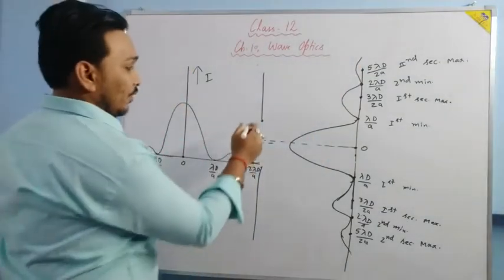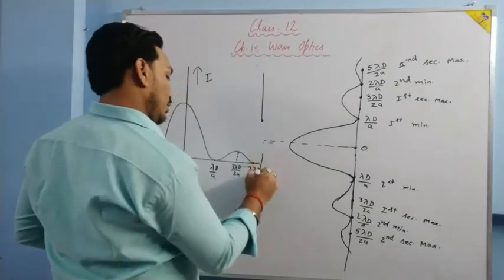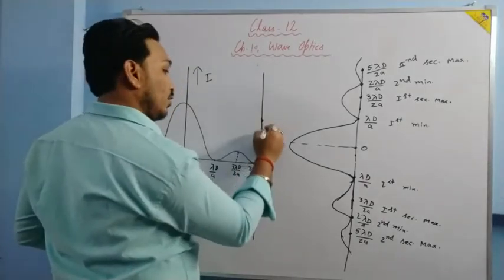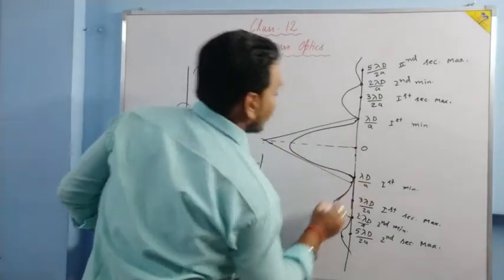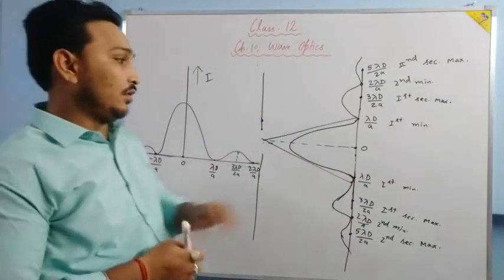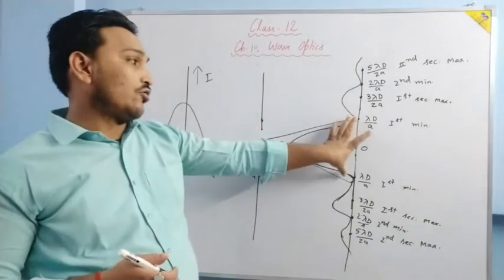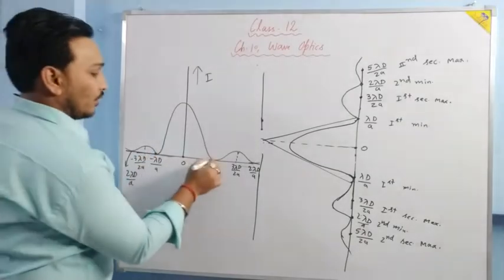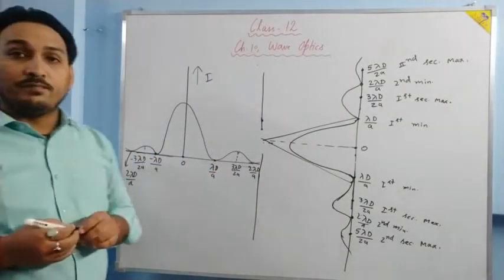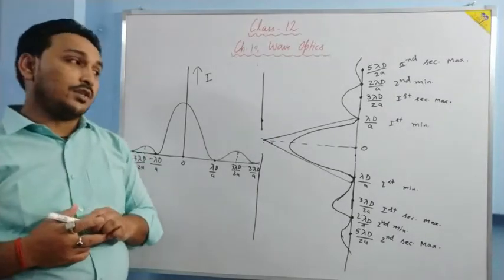If this is your slit width, so this is what we call diffraction spread. This much, from here till here. Is it clear? Okay. Now we are going to calculate fringe width. What is fringe width?